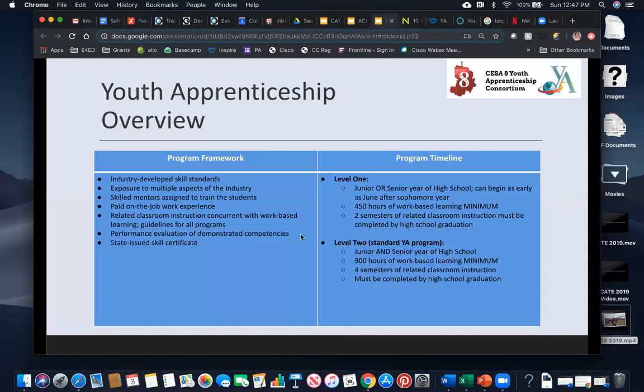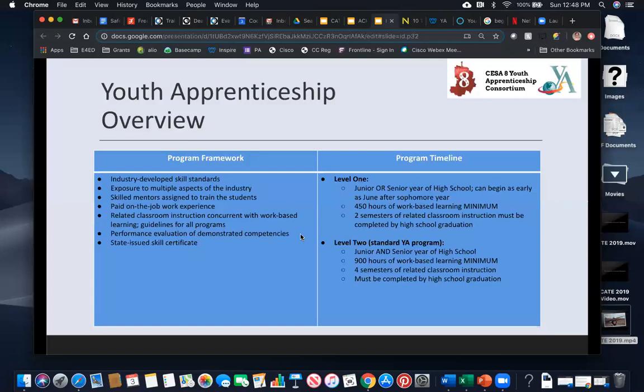There are two different levels of the program. Level ones are juniors or seniors who are doing this for the very first year. They can begin as early as June after their sophomore year. During that time, they need to put in 450 hours of work-based learning. 200 of those hours can be during the summer. The other 250 hours have to be during the school year. And again, students are going to be taking one semester of related classroom instruction each semester that they are on the job.